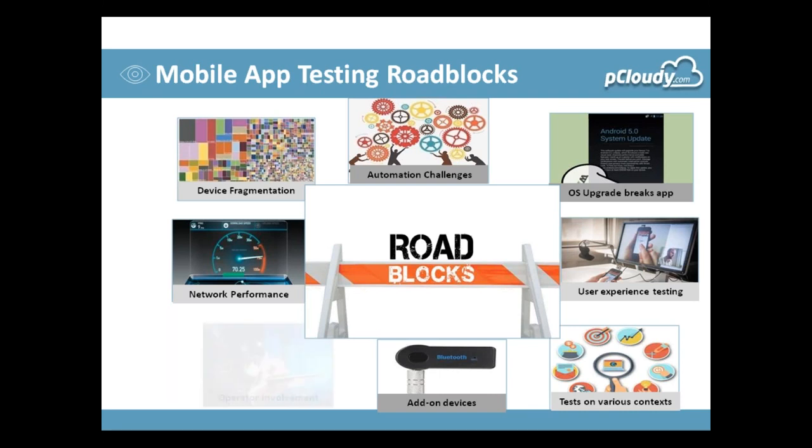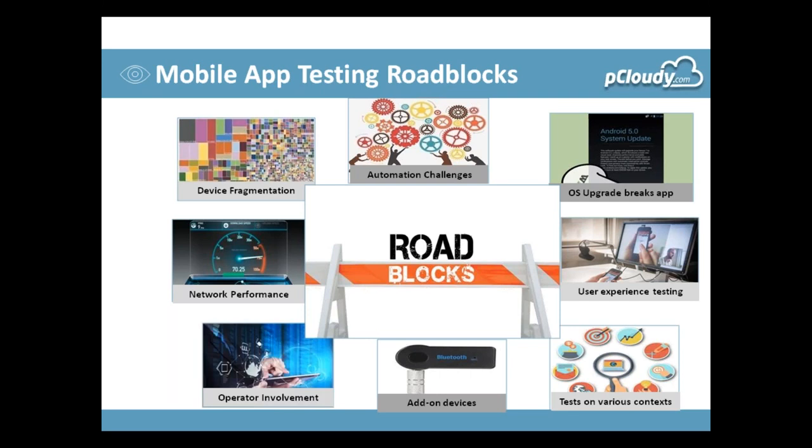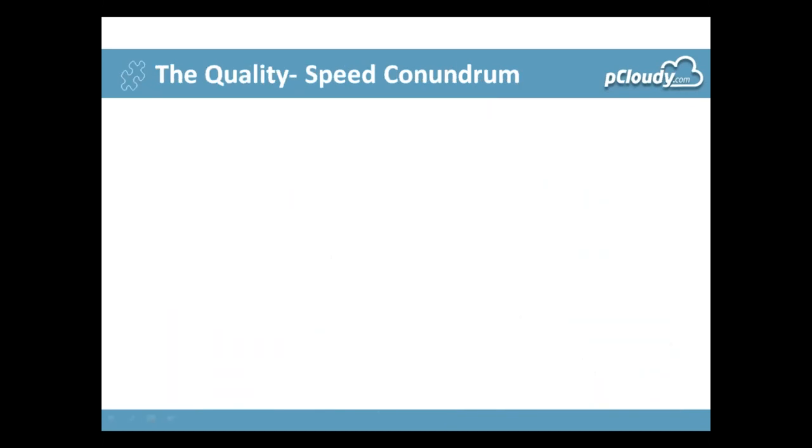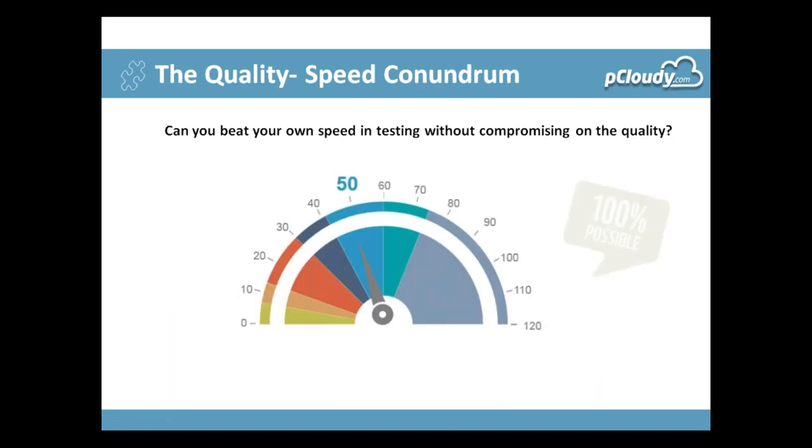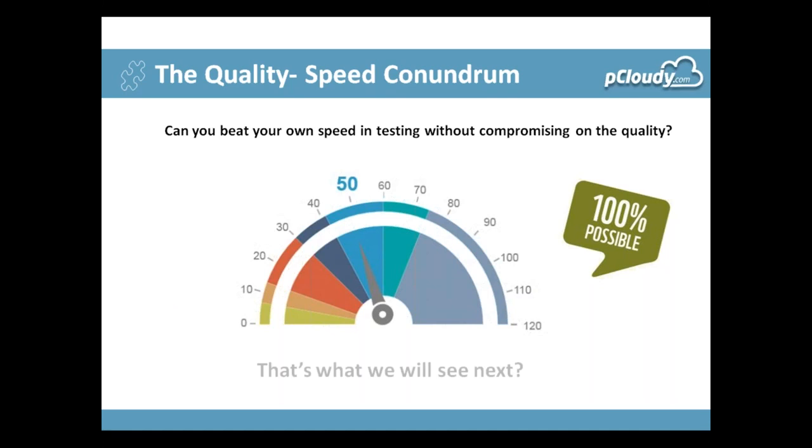So these are some of the unique challenges that we see as far as mobile app testing is concerned, and these are the roadblocks which we need to overcome if we have to achieve quality at speed. So the question is, we talked about quality at speed and the potential roadblocks, but how do we overcome them? And that is what we are going to talk about now.